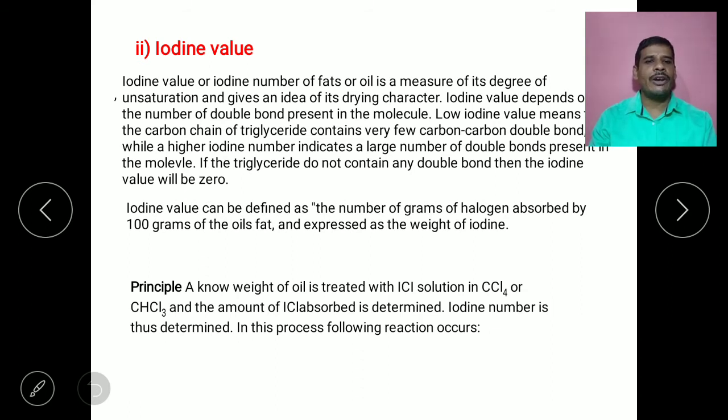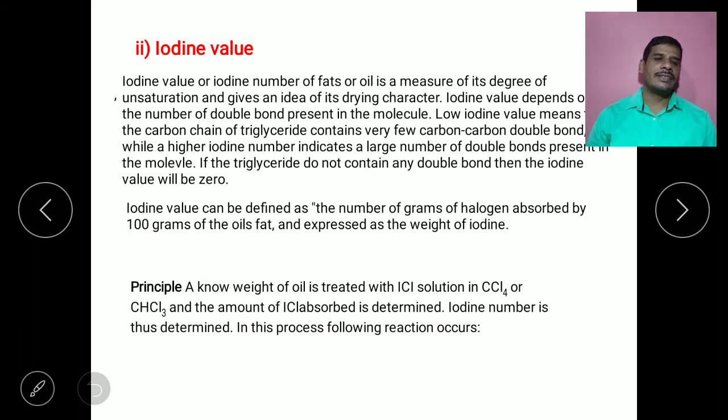See the principle of the determination of the iodine value. A known weight of the oil is treated with ICl, iodine monochloride, which is also called Wijs reagent, in carbon tetrachloride or chloroform. Then the amount of ICl absorbed is determined. The iodine number is thus determined through the following reactions.